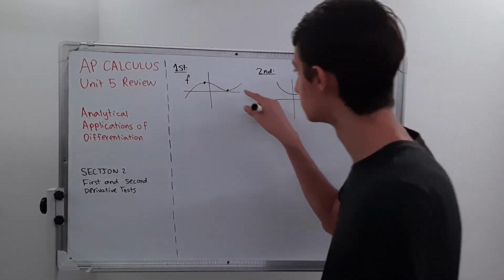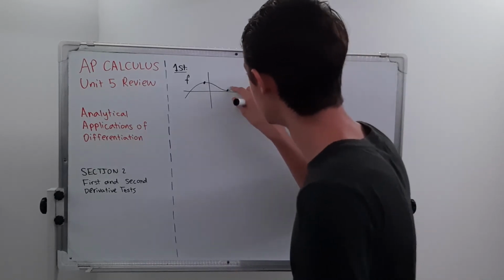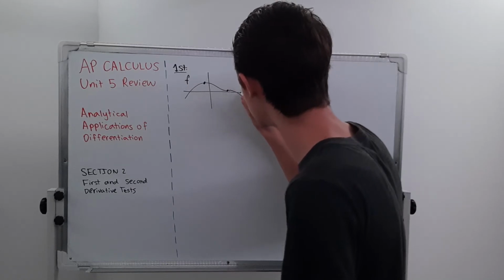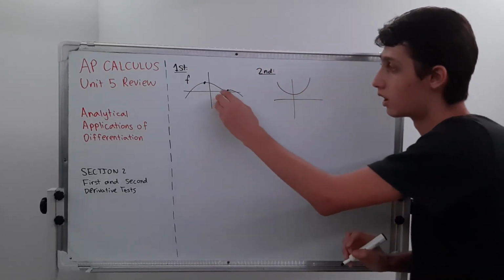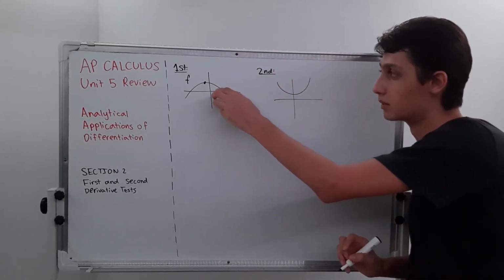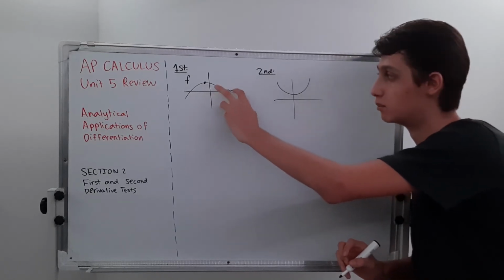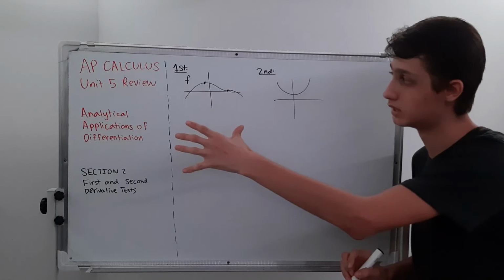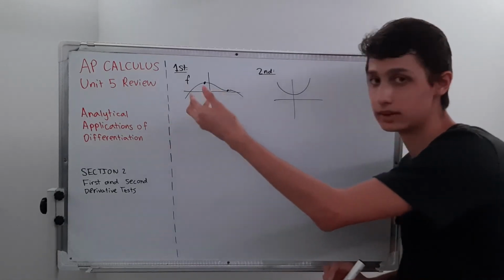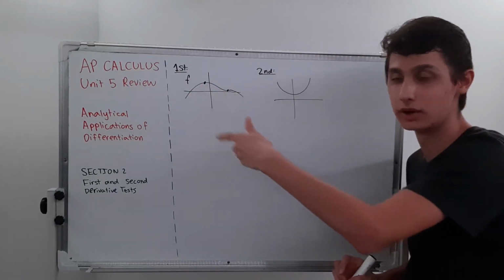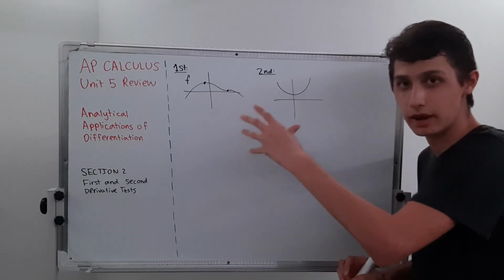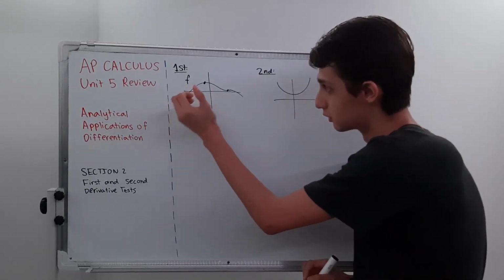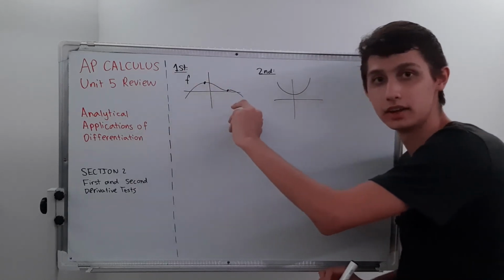But maybe we could have done something to where instead of increasing over here, it starts decreasing again. So even though our slope was 0 here, we were decreasing here and here on both sides. So just because your derivative is equal to 0 doesn't mean that you're going to switch from increasing to decreasing or the other way around. So you have to be careful of that. You have to check whether your derivative is positive or negative on either side.